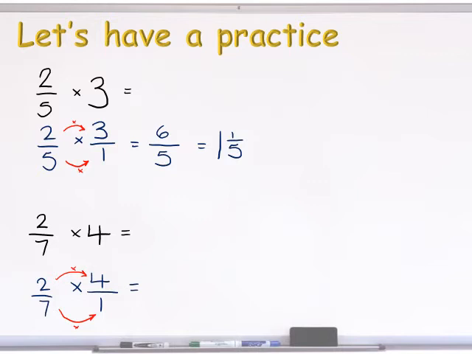The more practice you get, the quicker you'll get at doing it. Right, 2 4s are 8, 1 7 is 7. Improper fraction again, 7 goes into 8 once, and we've got 1/7 left over. How did you do? Hopefully you're picking this up now.